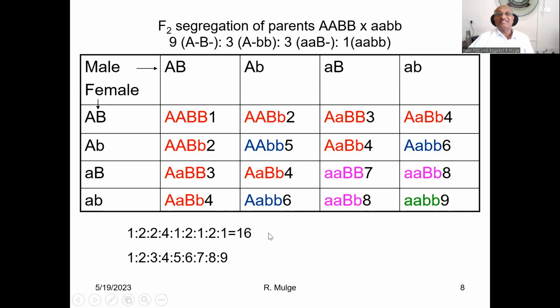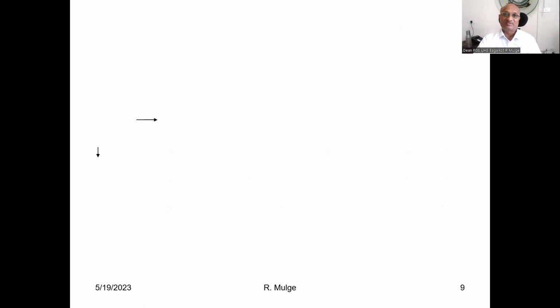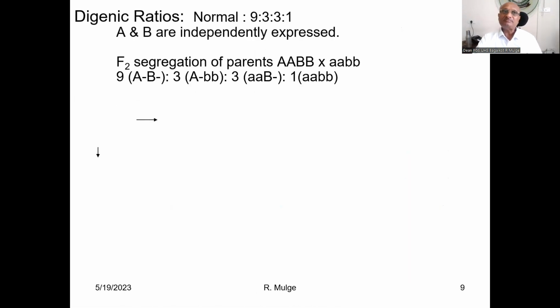1:2:2:4:1:2:1:2:1. So totally 16 plants out of 16. That's the perfect family. So this is the 9 different genotypes, the ratio you are going to get. If it is dominant, you say complete dominance is there: 9:3:3:1. 9 plus 3 plus 3 plus 1 is equal to 16. That's what you are going to get.